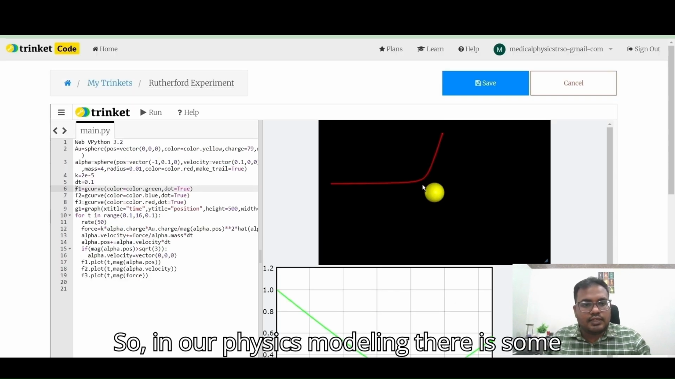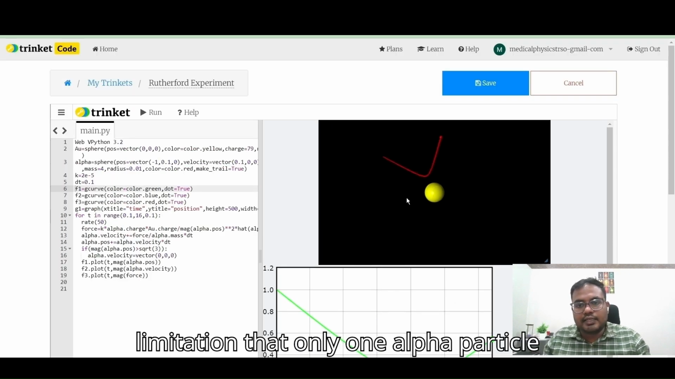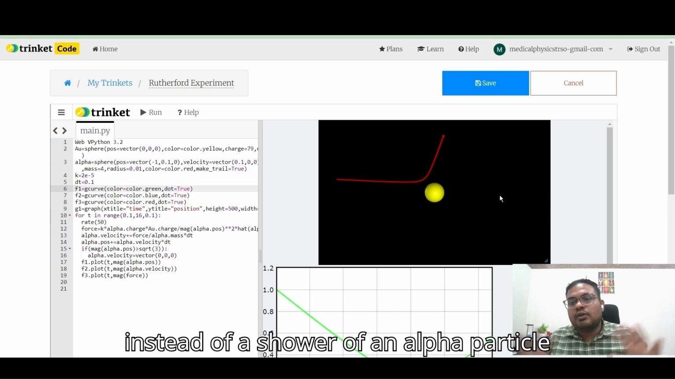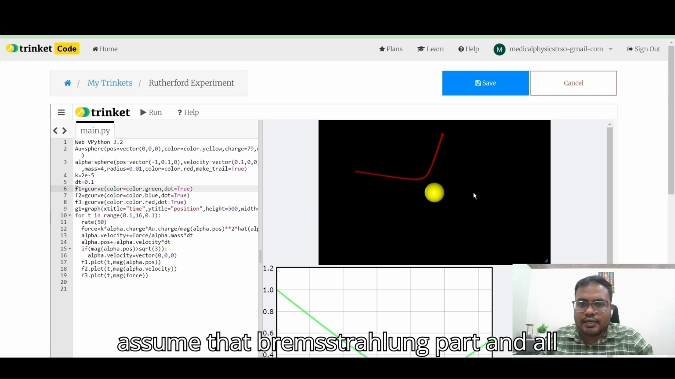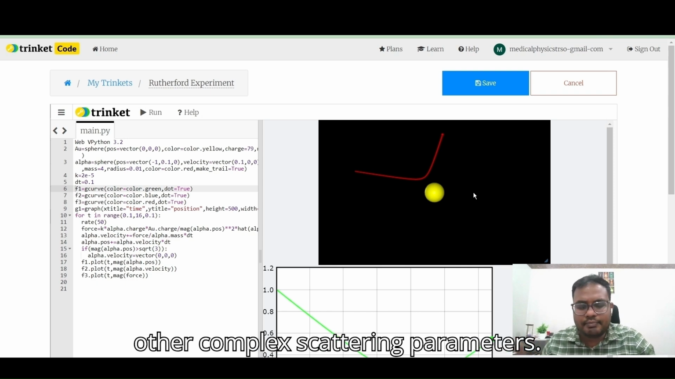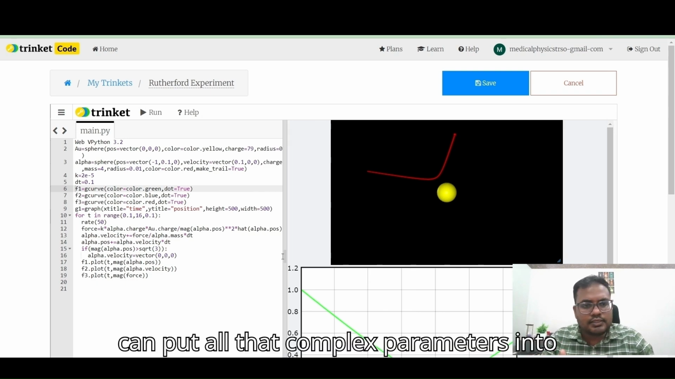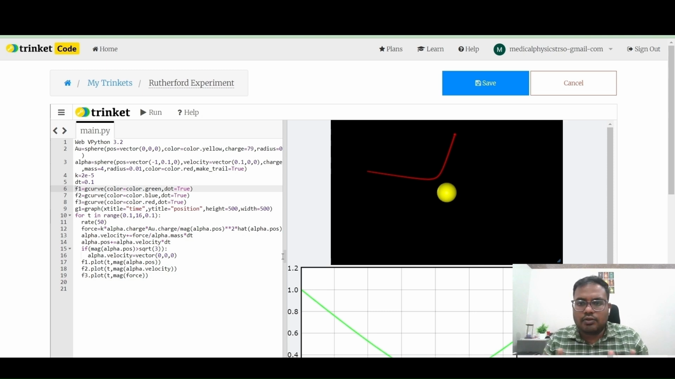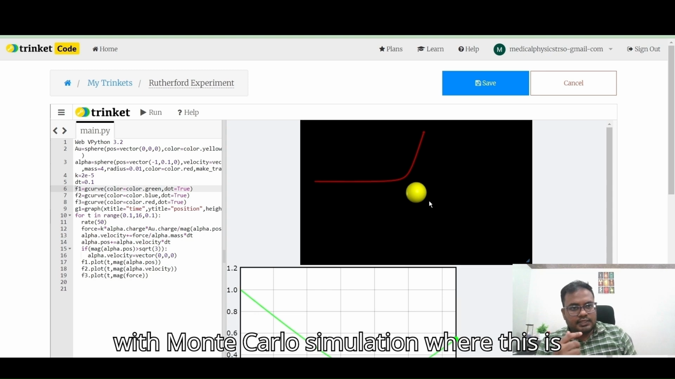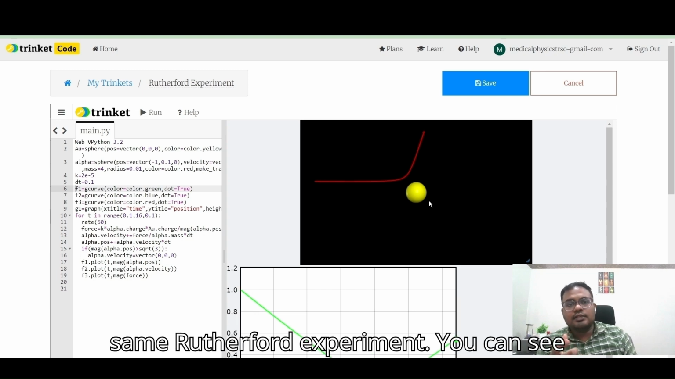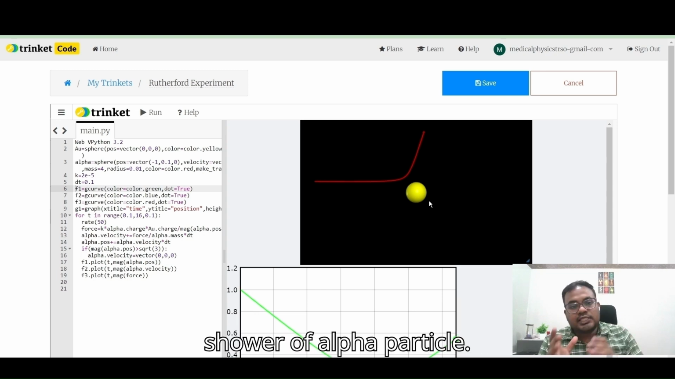So in our physics modeling, there is some limitation that only one alpha particle is coming instead of a shower of alpha particles. It's a very simple model, and here we didn't assume the Bremsstrahlung part and all other complex scattering parameters. You can put all those complex parameters into this and analyze them. In my next video, I am going to do the same Rutherford experiment with Monte Carlo simulation. You can see from Monte Carlo simulation, you can create a shower of alpha particles.